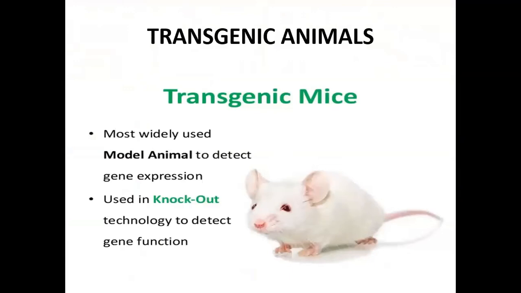Transgenic animals. Mice are the most widely used transgenic animal. They are in consideration because they are the most widely used animal models to detect the gene expression of certain drugs or vaccines. Knockout gene technology can be used for a similar purpose, or we can check the overexpression of a certain gene. Knockout gene technology is basically the shutting down of a particular gene in an organism and then checking its effect on that organism.